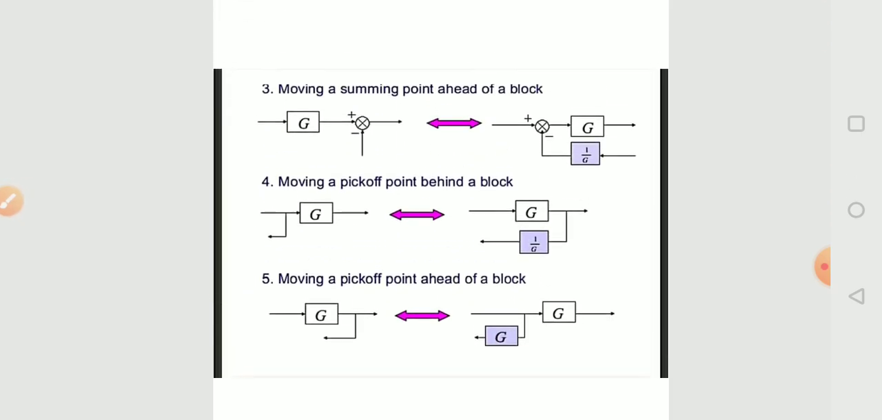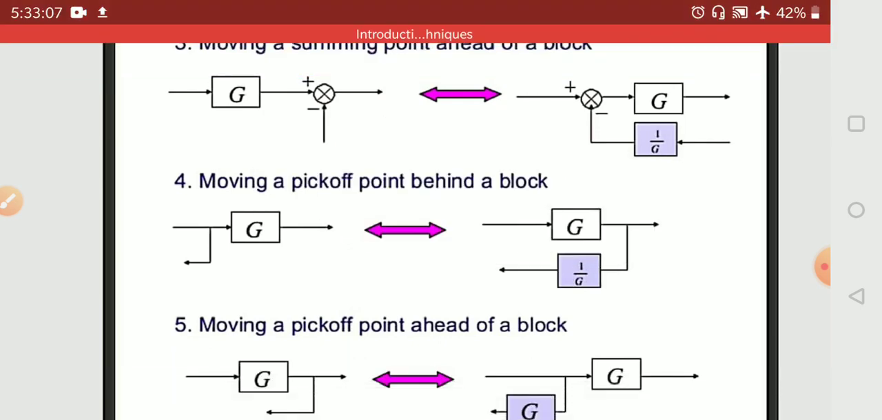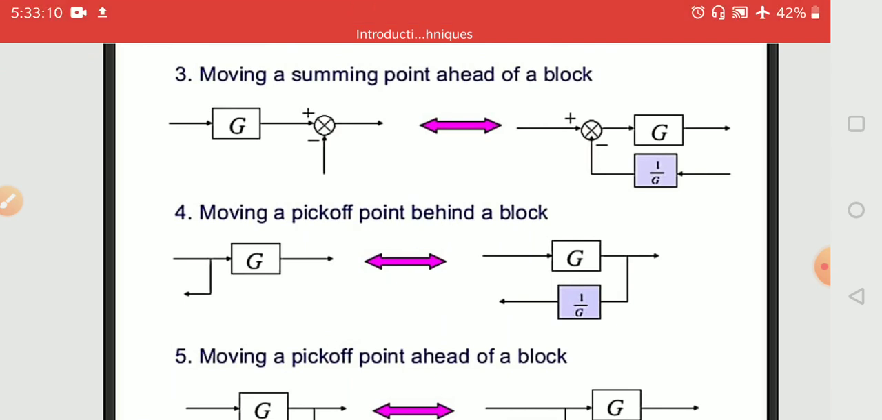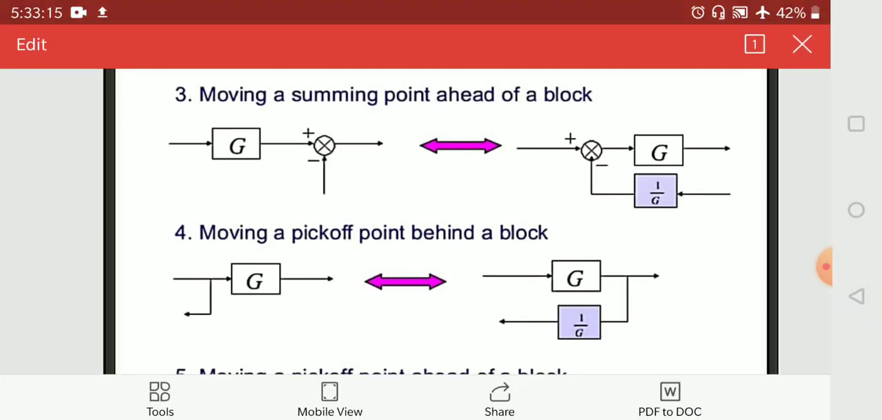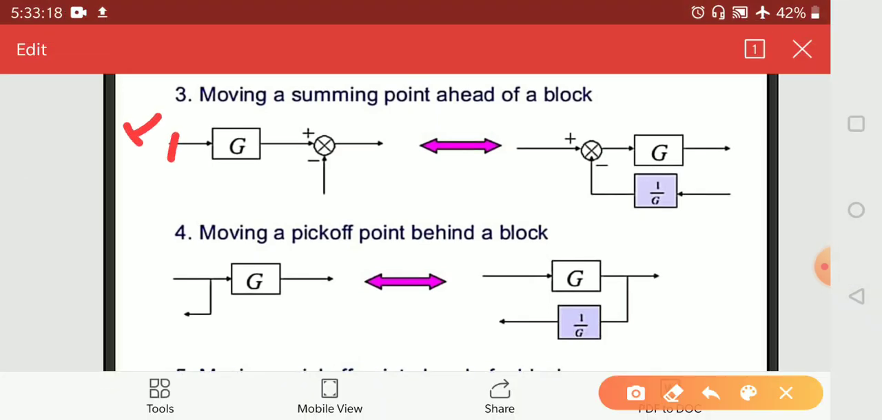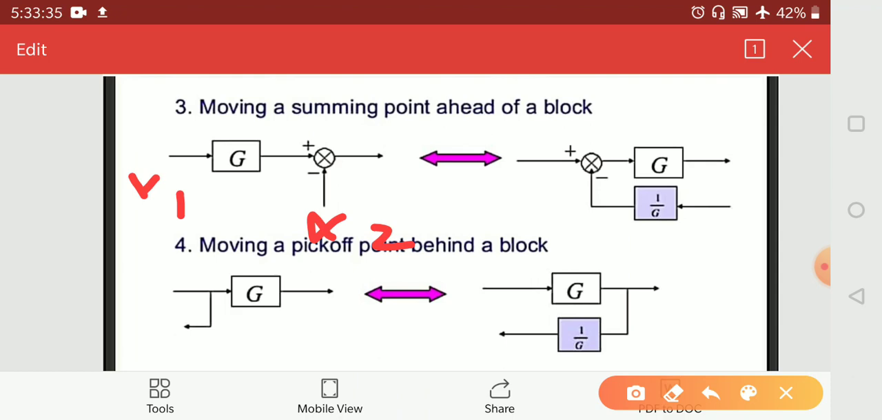Now the third is moving a summing point ahead of a block. In this, if we see here is x1, and after that the output is x1 into G, and if there is a signal x2, then the output here is x1G plus or minus x2.